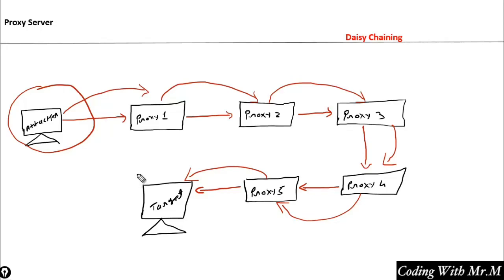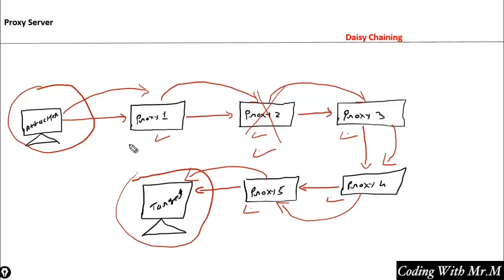But the criterion is every proxy server must work fine. If any proxy server breaks, the attacker cannot communicate with the target machines. So it is required to restore proxy 2 to establish the connection from the attacker machine to the target machines. So in this video I will show you how an attacker utilizes daisy chaining using Proxy Workbench software. So let's begin.